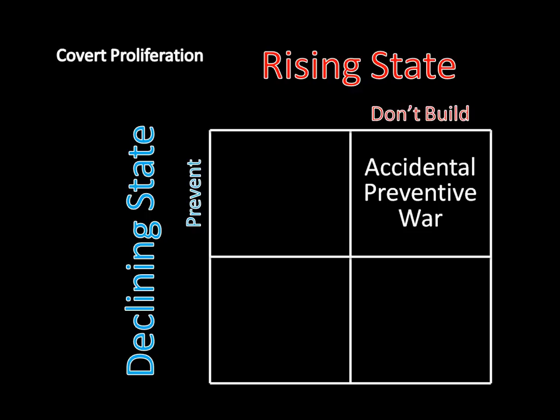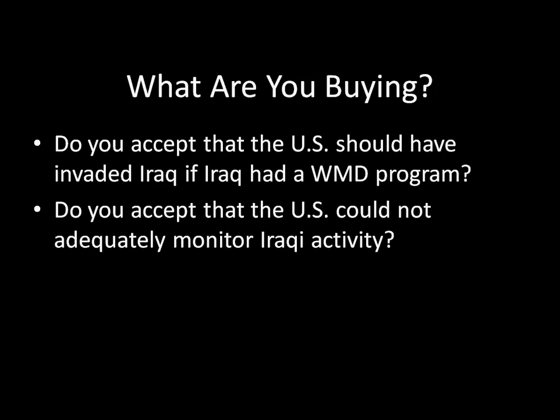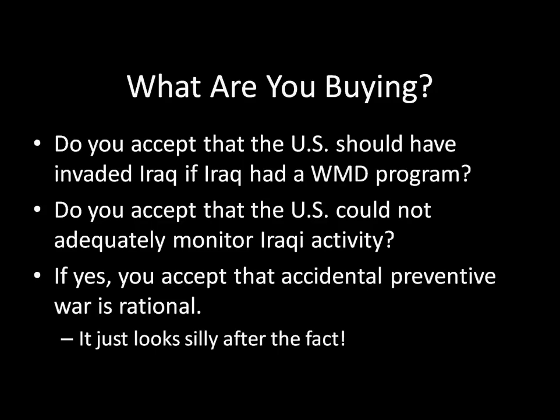Now, we talked earlier, way at the beginning of this course, about the importance of assumptions in crafting theory. So here are two very important premises about the Iraq War. And just think about this for a moment on your own. One, do you accept that the U.S. should have invaded Iraq if Iraq had a weapons of mass destruction program? And two, do you accept that the U.S. could not adequately monitor Iraqi activity, especially in relation to its nuclear program? Well, if you accept both of those facts, then by virtue of that, you're accepting the fact that accidental preventative war is rational.